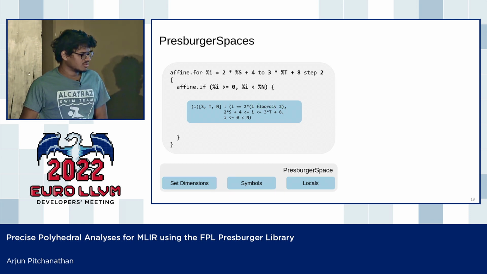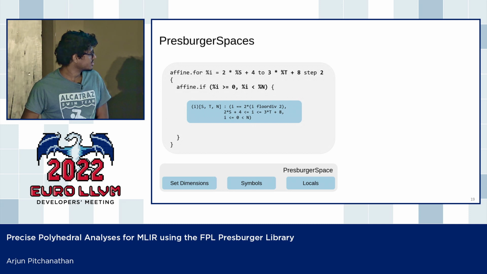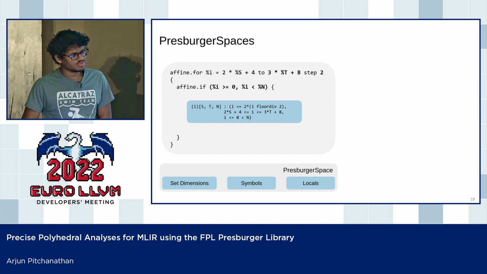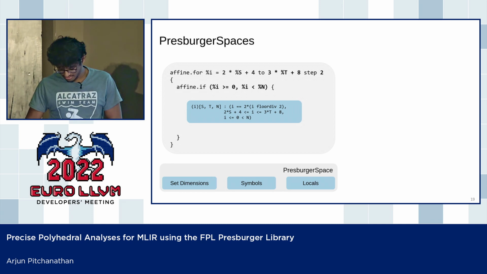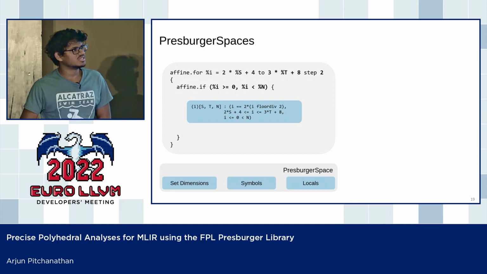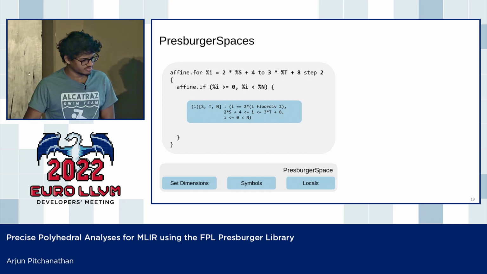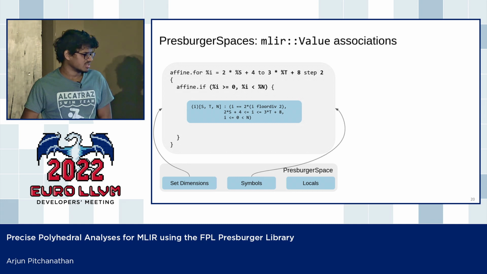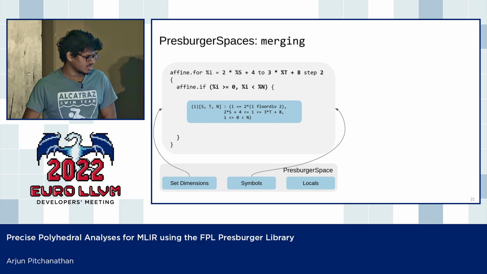So these three kinds of IDs are combined together and they form what's called a Presburger space structure. When we make a new set, it's constructed out of this Presburger space, which tells it how many kinds of each ID it has and what value each ID is attached to. As you can see, the set dimensions and the symbols are attached to the IR via the values, and the locals are not.